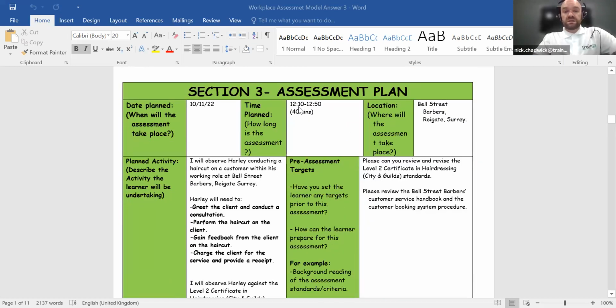The next step is the assessment plan. So obviously section 3 is all about finding out some more information about the assessment. Please include the date, the time, and also the location as well. A common question is, Nick, how long should assessment be? So I think anywhere between 5 to 10 minutes all the way to an hour. An hour maximum should be sufficient there. So my assessment, this haircut will be 40 minutes.